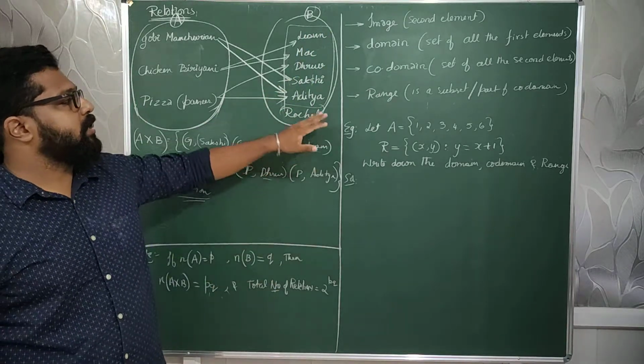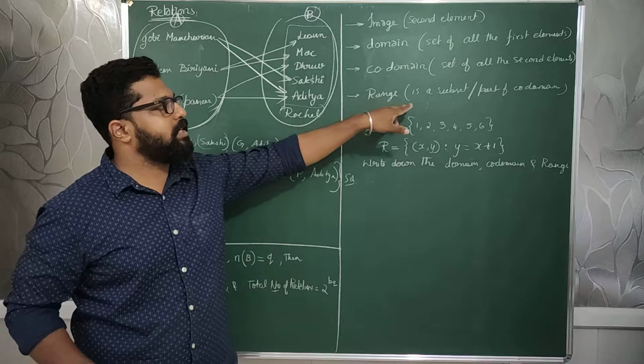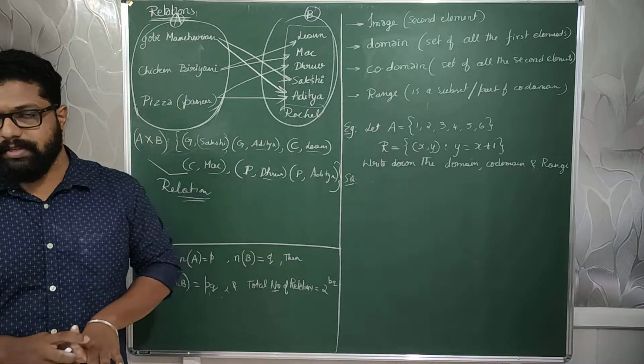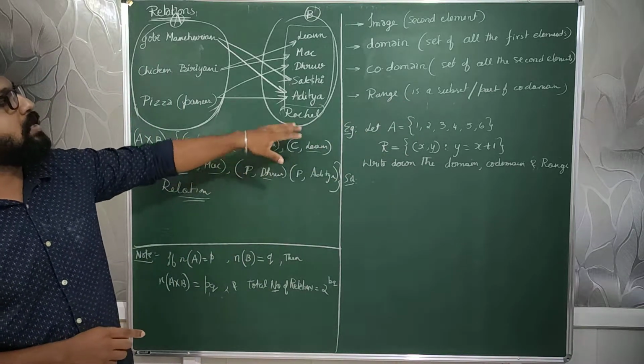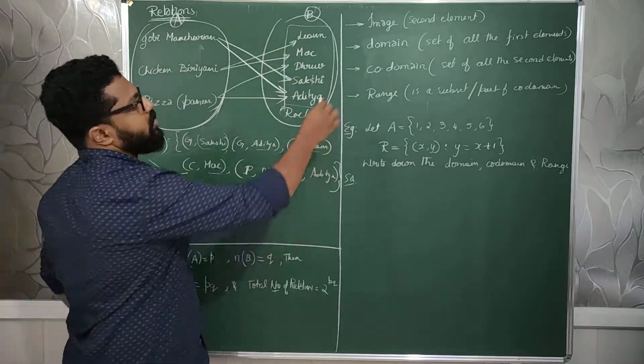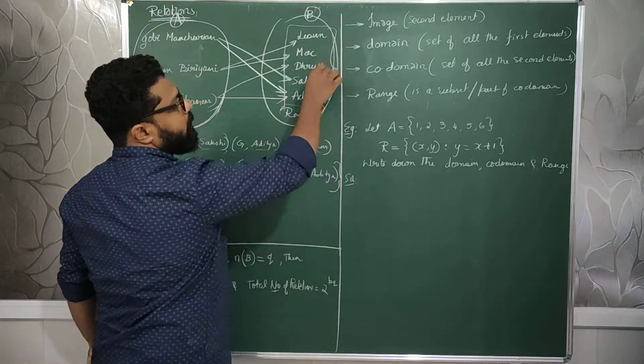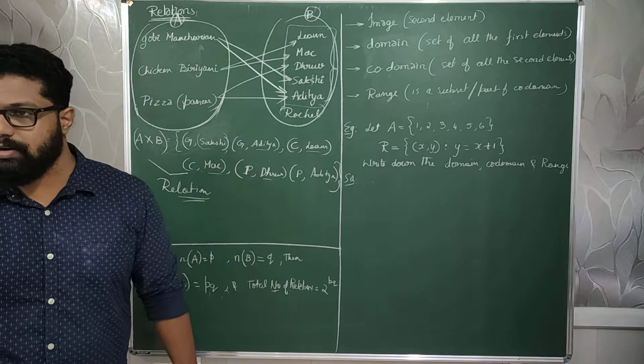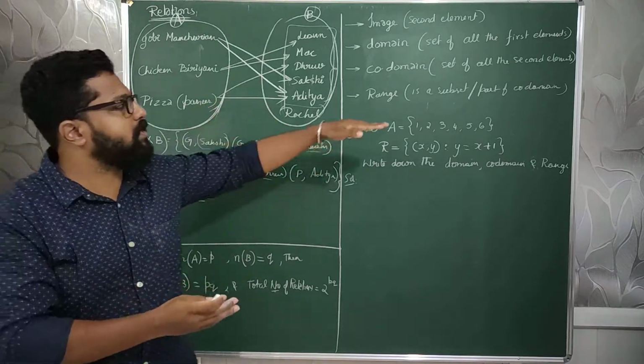Then comes the range, a subset or a part of the codomain. It is ranging from Leanne to Aditya. What is the range? It is always a part of the codomain.